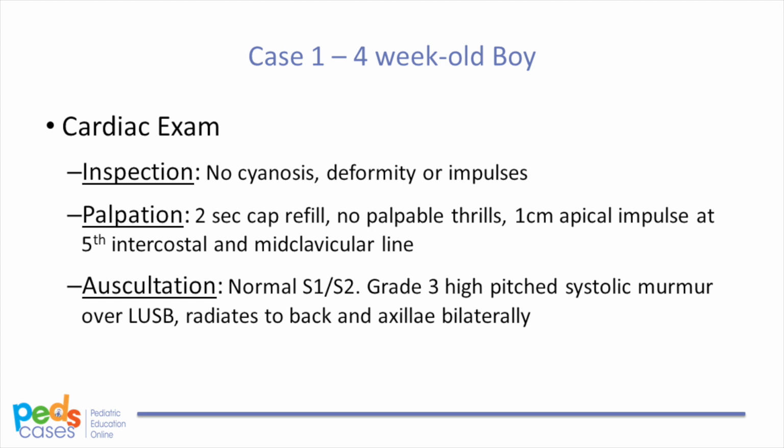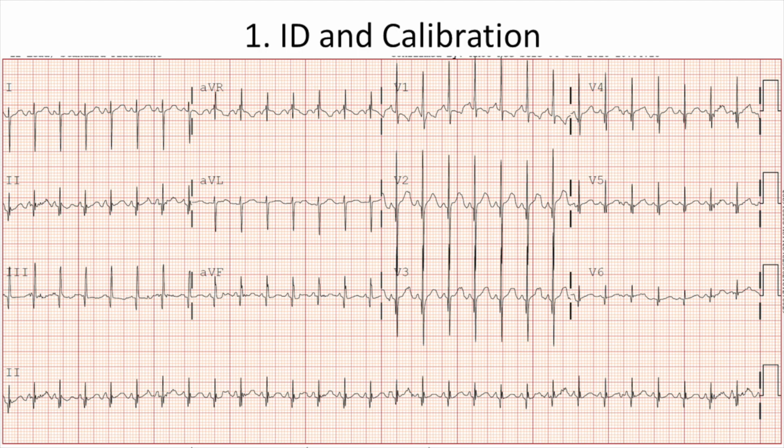In discussion with your preceptor, you suspect the murmur to be a benign pulmonary flow murmur of the newborn. However, you decide to order a 12-lead ECG to screen for a more concerning cause of the murmur. Later that day, the ECG is completed, and it looks like this.